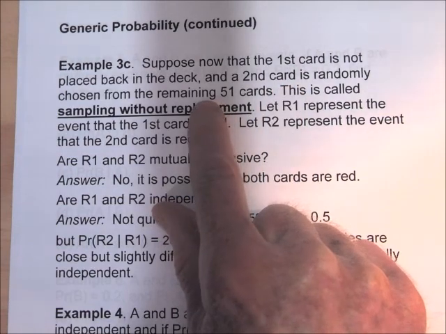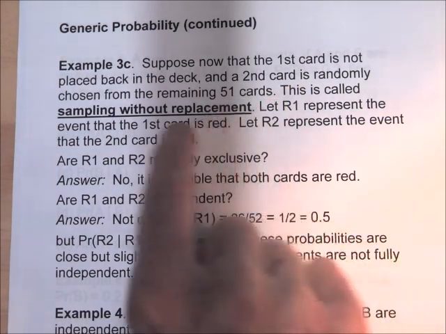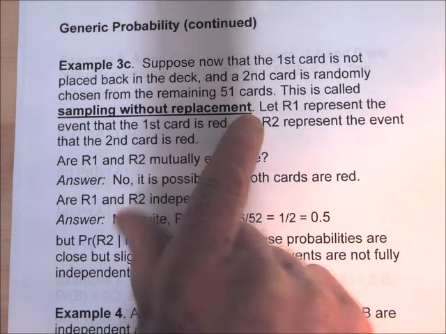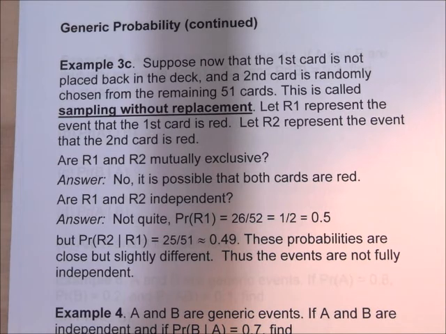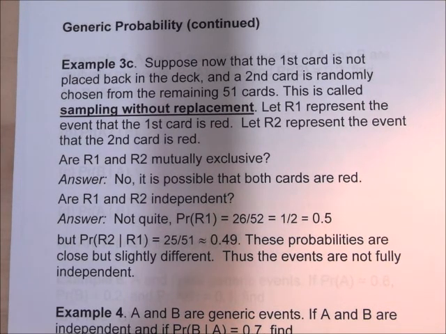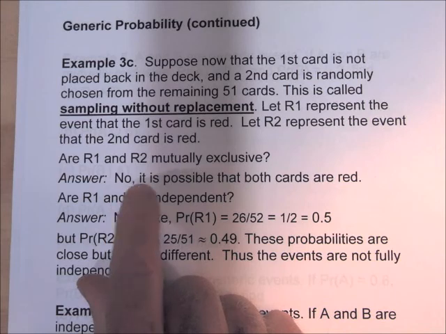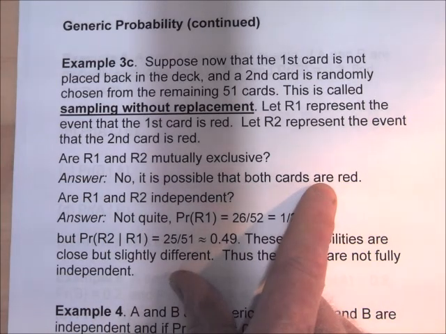Okay, now suppose that the first card is not placed back into the deck, and the second card is randomly drawn from the remaining 51 cards. This is called sampling without replacement. Let R1 represent the event the first card is red. R2 represent the event the second card is red. Are R1 and R2 mutually exclusive? Again, they're not mutually exclusive. It's possible that both cards are red.